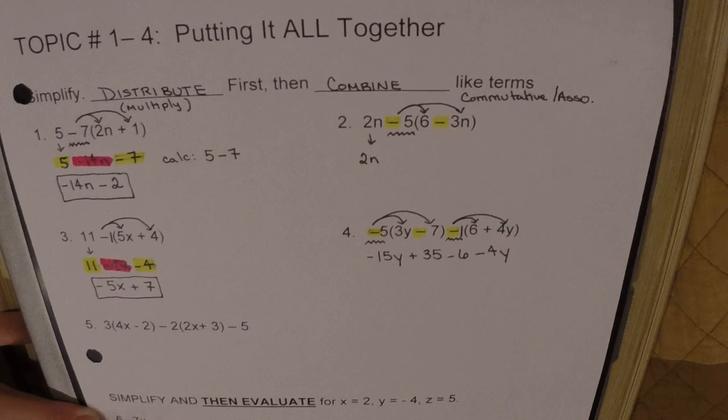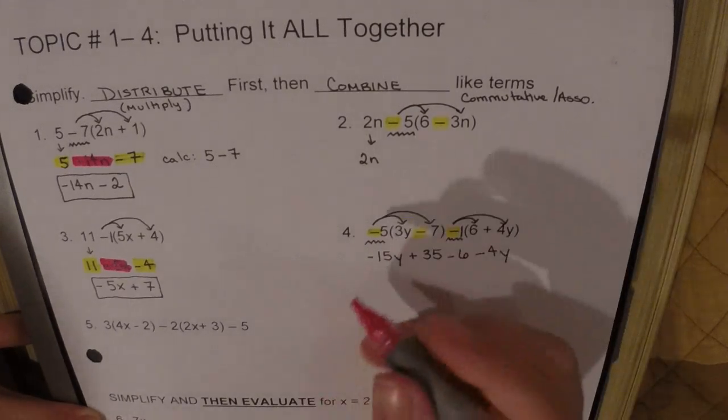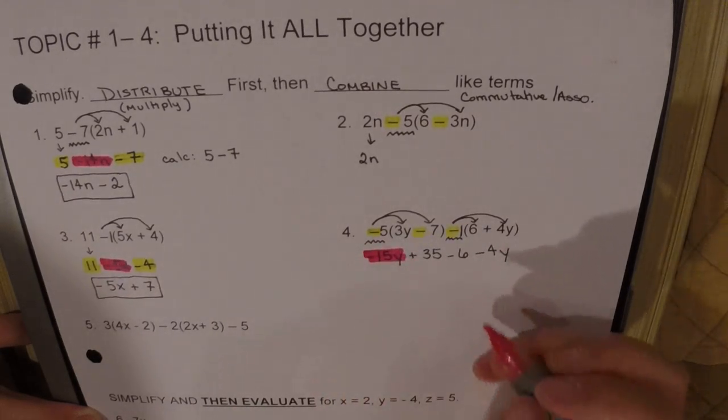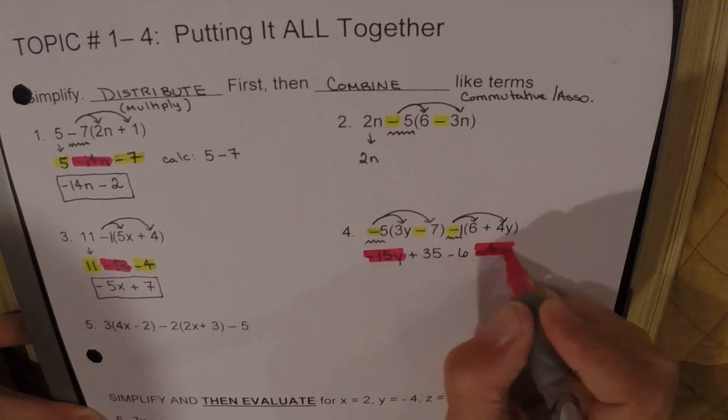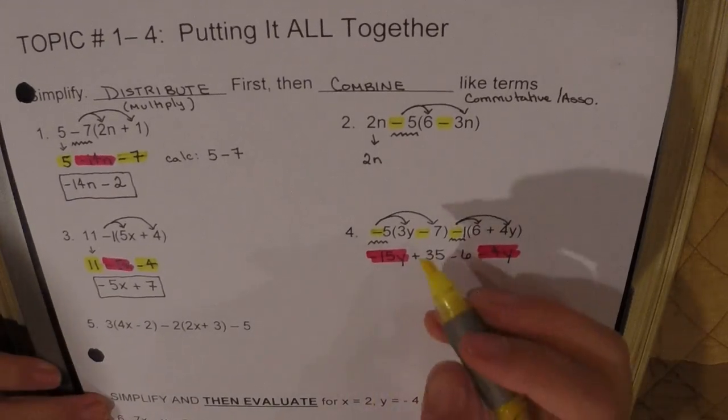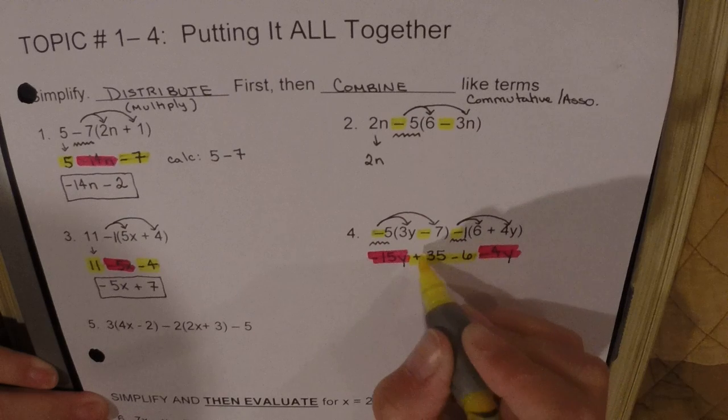So now we are going to go ahead and highlight like we did before. So here's minus 15y, and then over here there's a minus 4y. And then in the middle I have my two terms that don't have variables.